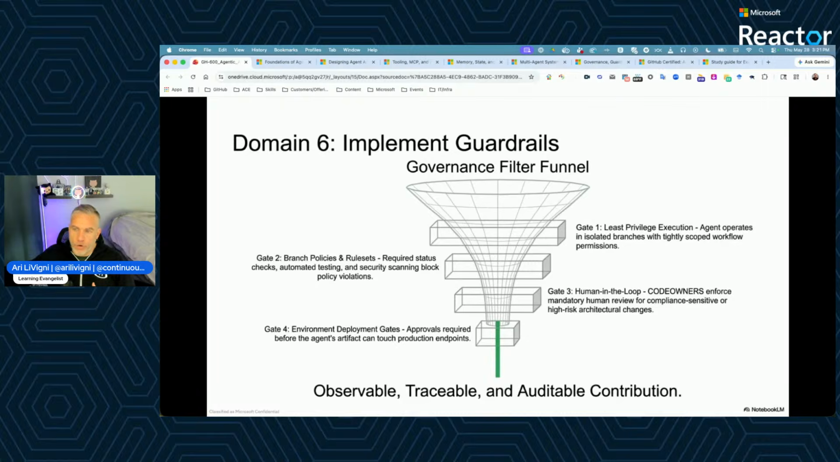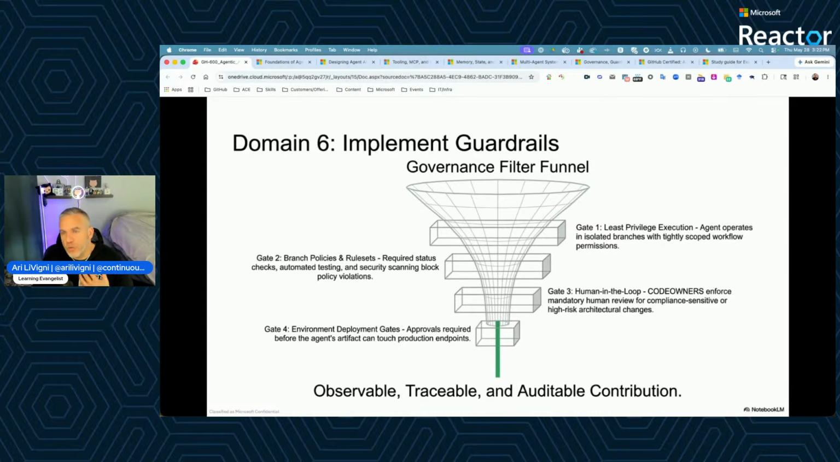Human in the loop, the code owners file. So for repositories, you can have a code owners file in the .github directory or in the root of your repository, but that also tells what agents can touch what files, or what humans own the review of something as well. Environment deployment gates. So before we deploy anything, before we touch those production environments, approvals are required before the agent's artifacts can touch any production. So observability, traceability, and auditable contribution is what we want to make sure the agent is bound by.